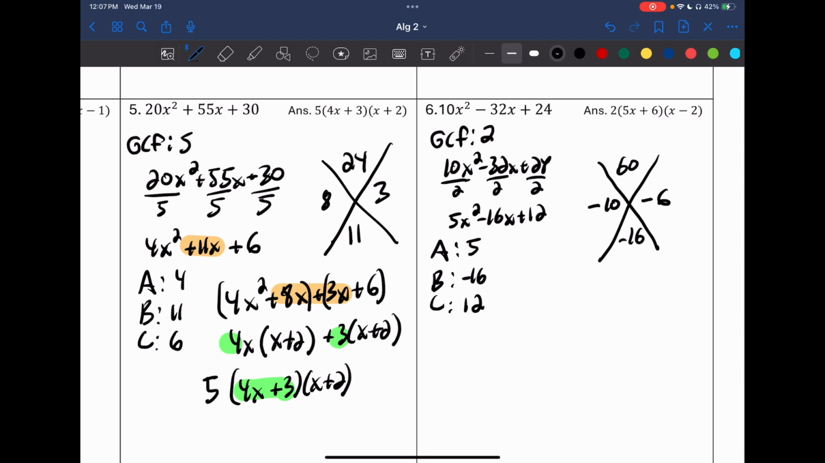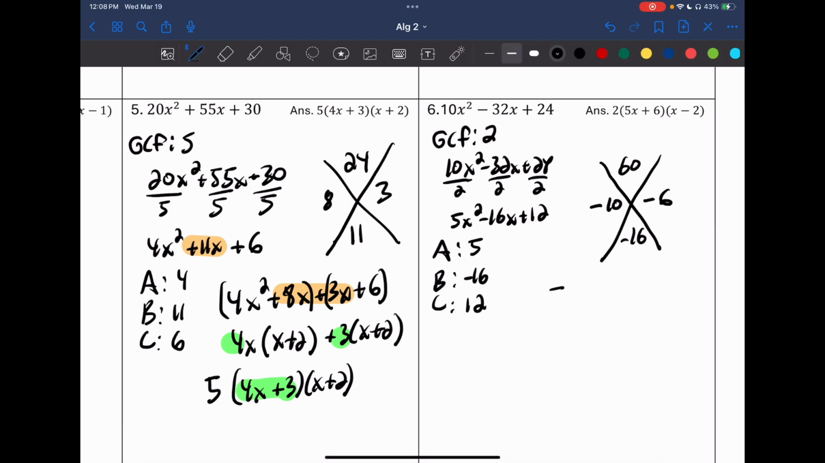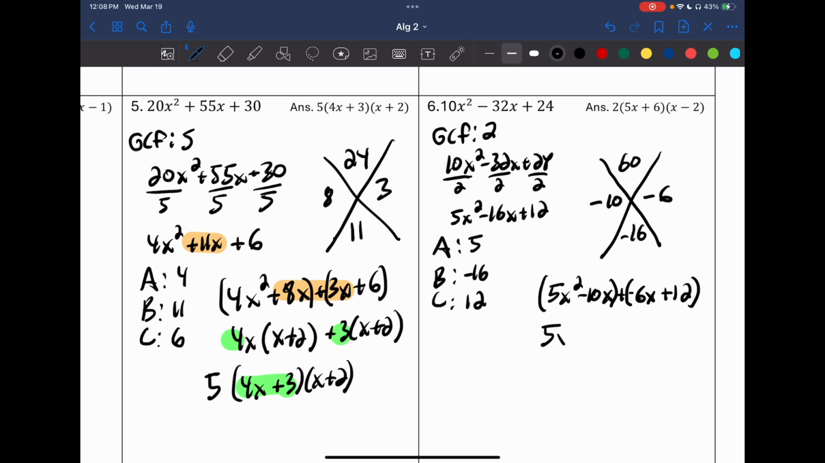I'm going to write this 5x squared minus 10x plus negative 6x plus 12. Put parentheses there and there. 5x squared minus 10x, that's 5x times x minus 2.